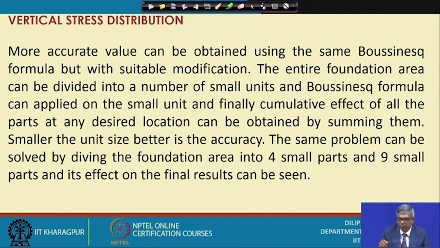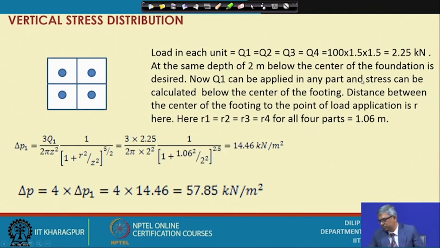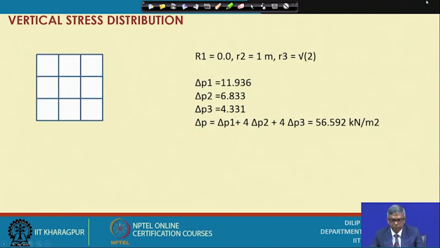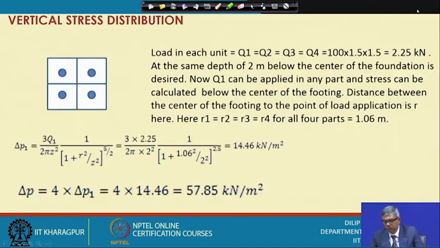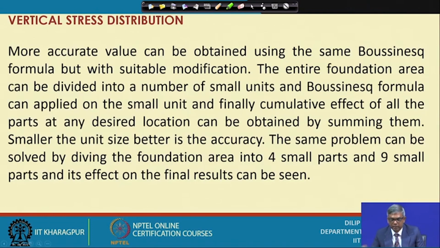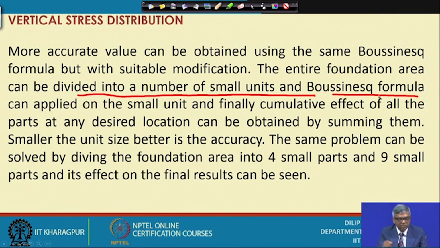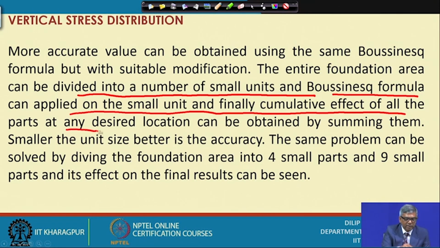Now, we can do a minor modification. Suppose the entire foundation area can be divided into a number of small units, and the Boussinesq formula can be applied on the small units, and finally the cumulative effect of all parts at any desired location can be obtained by summing them.